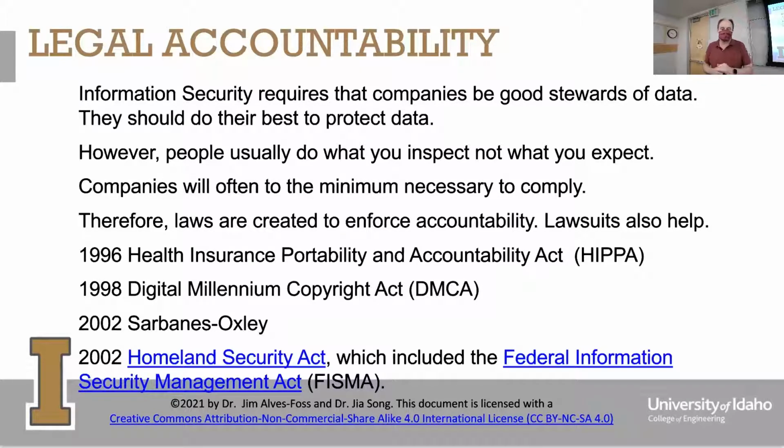Sarbanes-Oxley in 2002 was dealing with financial records. This was shortly after Enron and WorldCom lied a whole lot, and a lot of people lost money. And so it deals with the financial reporting records, et cetera, and accountability at the highest levels. If a CEO signs off on a financial record saying this is correct, they're liable if it's not correct.